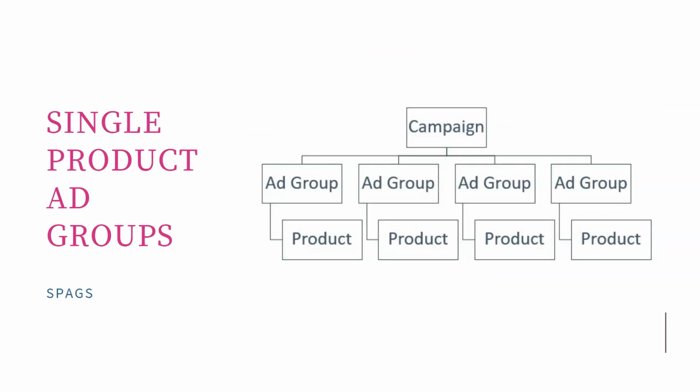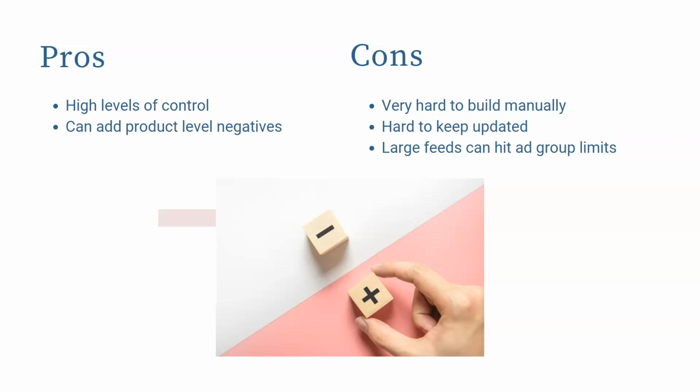Finally, single product ad groups, otherwise known as SPAGs. I used to do this quite a bit. This is where you literally have one product in every ad group. So you'll have an ad group for product 1, and inside that ad group, you just split out that one product. Product 2 is an ad group called product 2, and inside you split out just that product. So it gives you a lot of control over the structure of your shopping campaign, okay? Because every single product is in its own ad group.